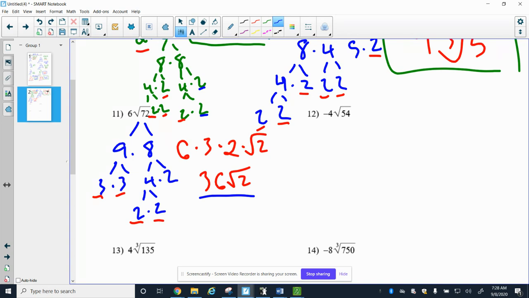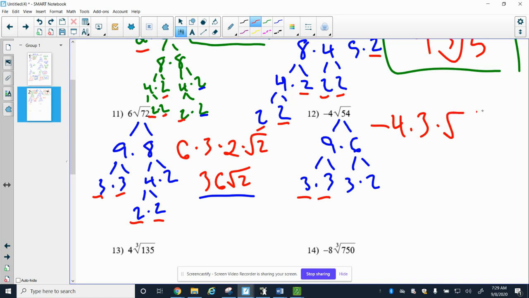Okay, let's try another one. So we have negative 4 root 54, so let's break down square root of 54. 9, 6, 3 and 3, 3 and 2. Pair of 3's. So we don't use all 3 because this is a square root. It'll be negative 4 times 3 times, left over we have a 3 and a 2. 3 times 2. It'll be negative 12 root 6. That'll be our answer.